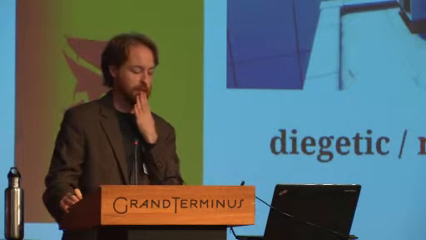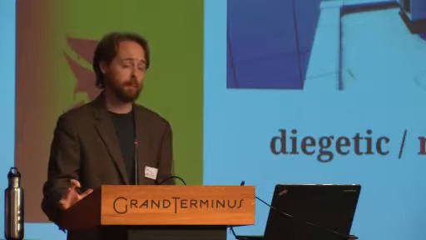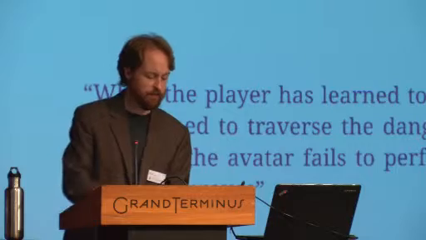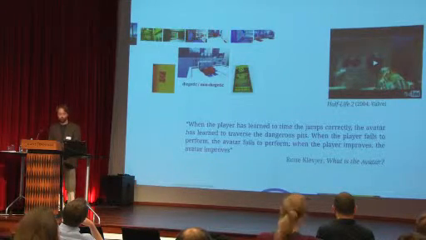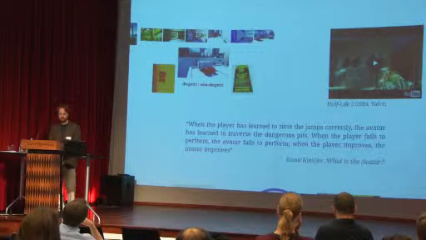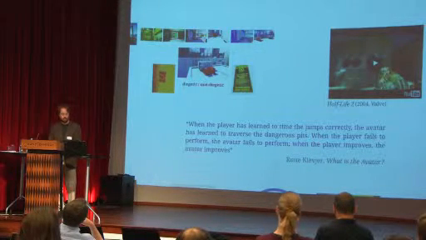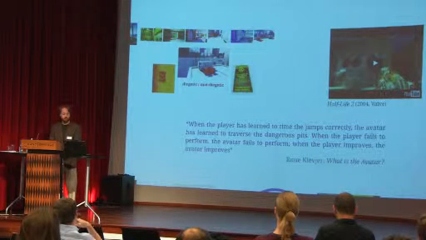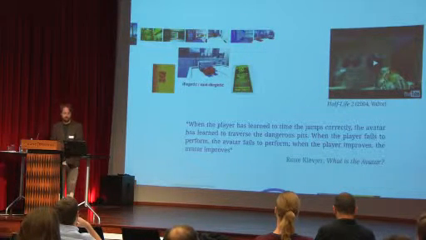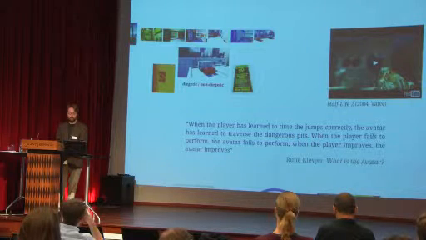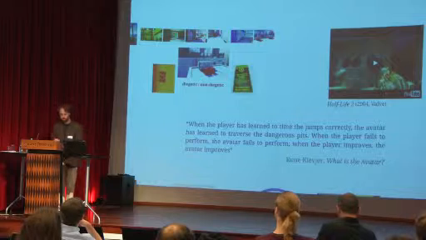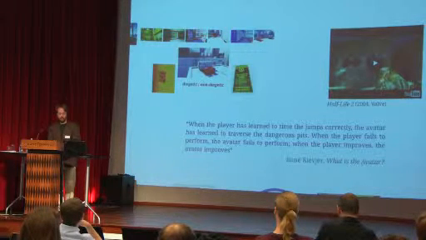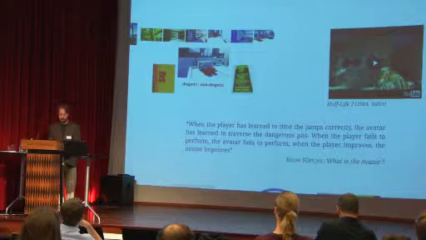A more productive focus here, I think, is on the gap between player knowledge and skill and avatar knowledge and skill. Now, Rune Klevjer has characterized the player-avatar relationship as a progressive mapping between an actual learning process and a fictional learning process, writing that when the player has learned to time the jumps correctly, the avatar has learned to traverse dangerous pits. When the player fails to perform, the avatar fails to perform. When the player improves, the avatar improves. But the fictions of games can often conflict with this logic of progression mapping.